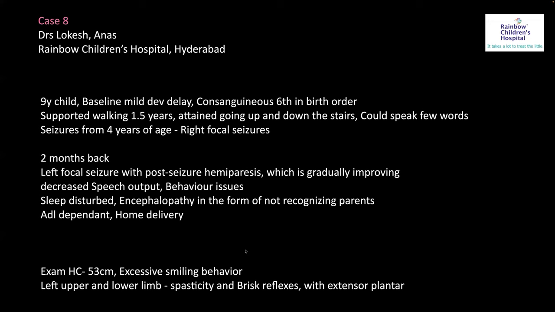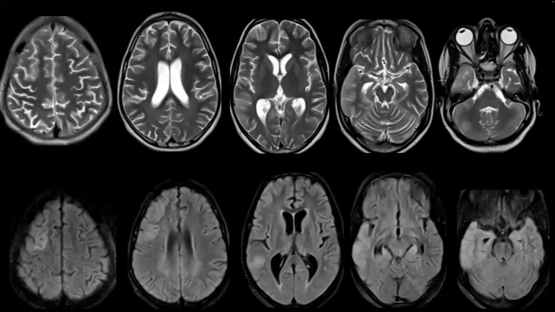On examination, head circumference was 53 centimeters. He was smiling all the time. In the left upper and lower limb, there was spasticity, a pyramidal form of spasticity, with brisk reflexes and extensor plantar. Okay, the MRI was done recently, no? What was the timeline? Yes, sir, the MRI was done recently. It's an external scan, if I'm not mistaken.